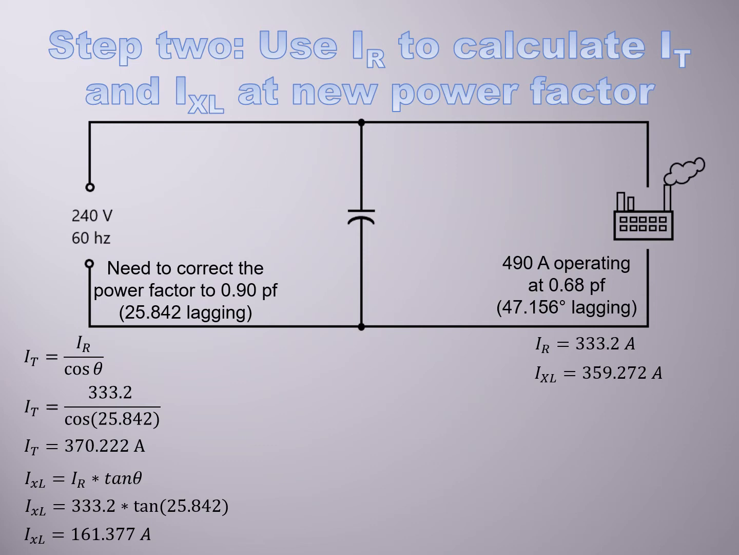After I have the resistive ampacity and the reactive ampacity of my original load, I now have to figure out what my new I total is going to look like and what my new I reactive is going to look like at my corrected power factor. The only number I can take from one to the other is my resistive ampacity, because that is not going to be affected by the capacitor bank.